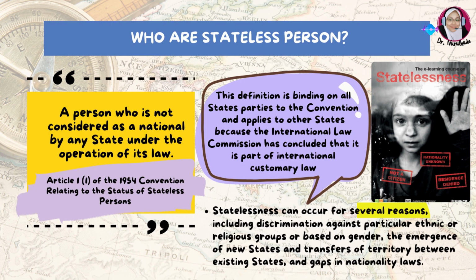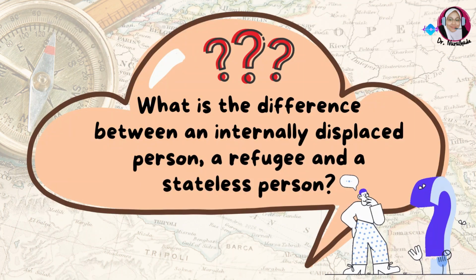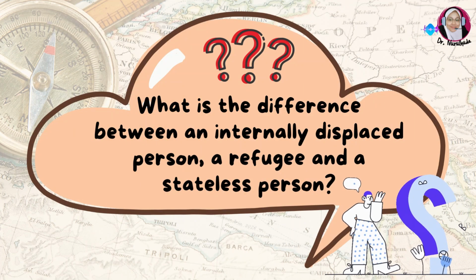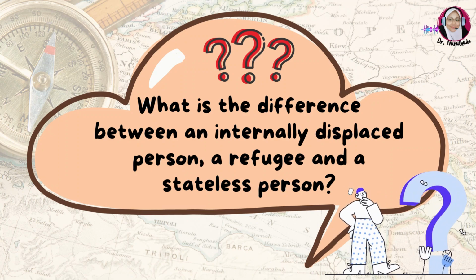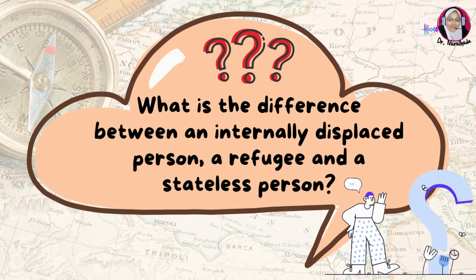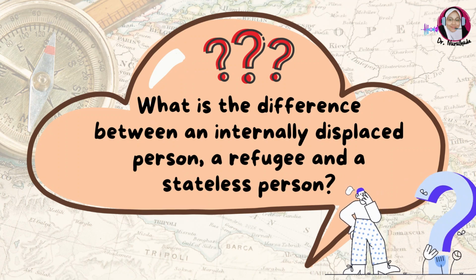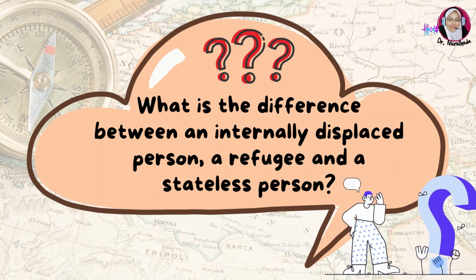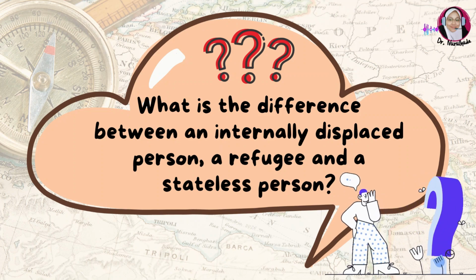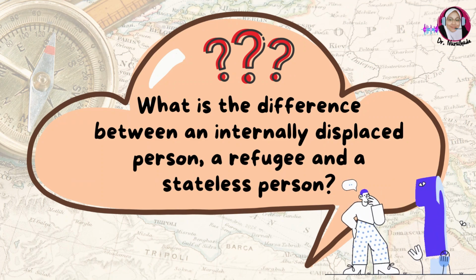Statelessness can occur for several reasons, including discrimination against particular ethnic or religious groups or based on gender, the emergence of new states and transfers of territory between existing states, and gaps in nationality laws. So I hope by this time you already know how to differentiate between an internally displaced person, a refugee, and a stateless person. So who are they? Okay, please explain to yourself.